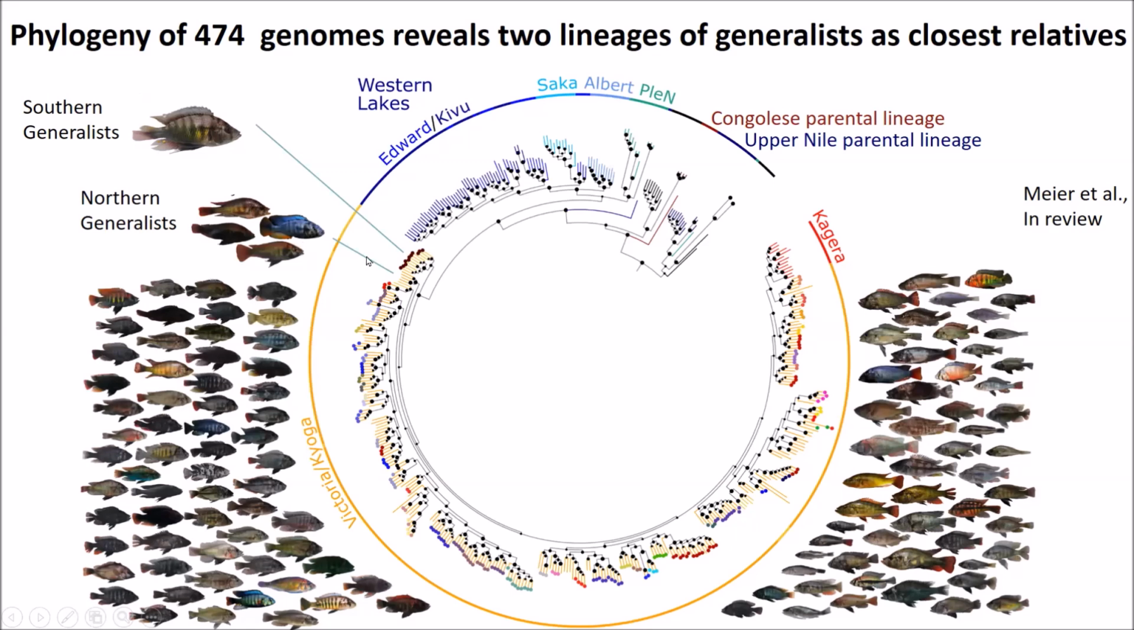So one could say that, okay, these two generalistic lineages are the closest relatives, and perhaps this radiation evolved from these generalistic lineages. But as I told you before, a tree is often not a very good representation if you have hybridization, and like the 150,000-year-old hybrid origin of the entire Lake Victoria Region Superflock, where the Congolese and the Upper Nile parental lineage came together and hybridized. We actually find evidence for something similar happening again at the origin of the Lake Victoria radiation.